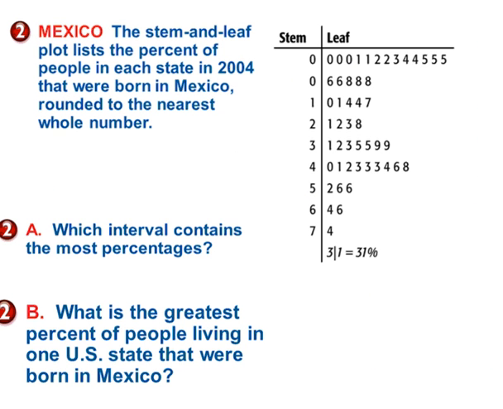Looking at the second graph, the stem and leaf plot lists the percentage of people in each state in 2004 that were born in Mexico, rounded to the nearest whole number. Which interval contains the most percentages?